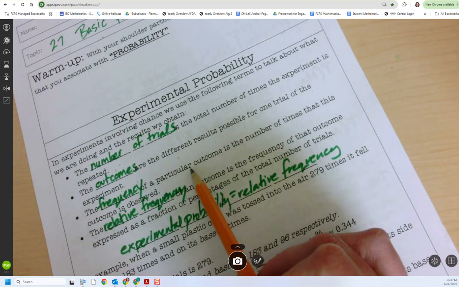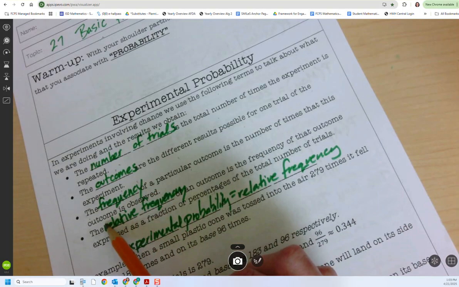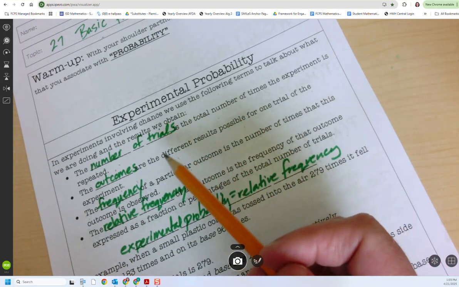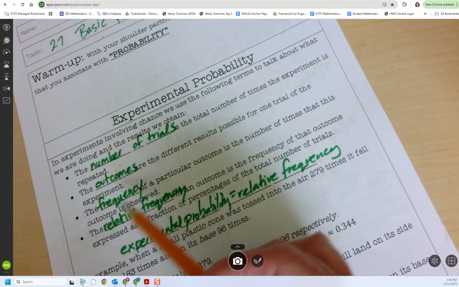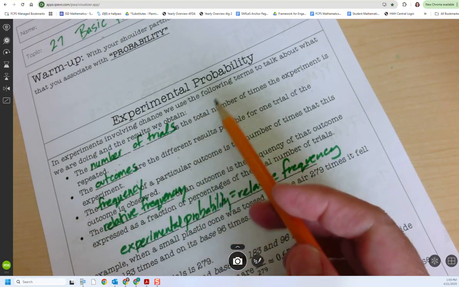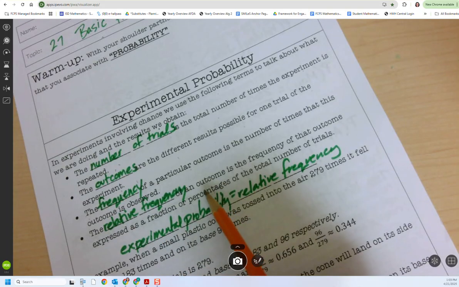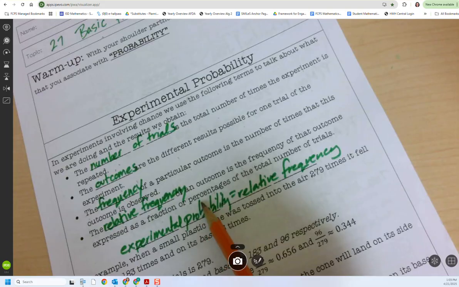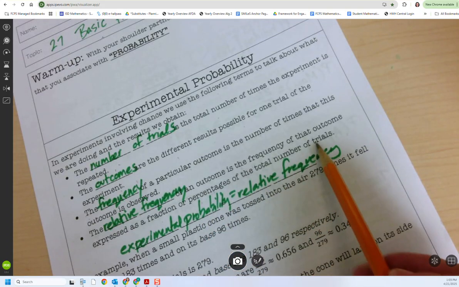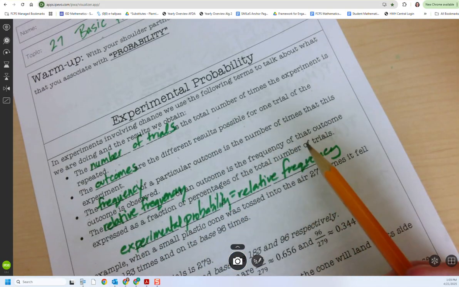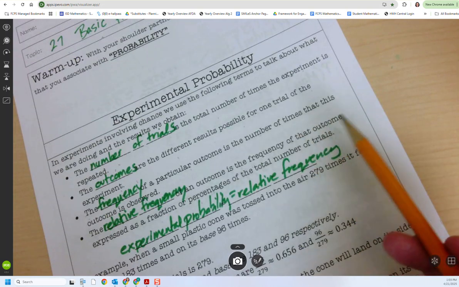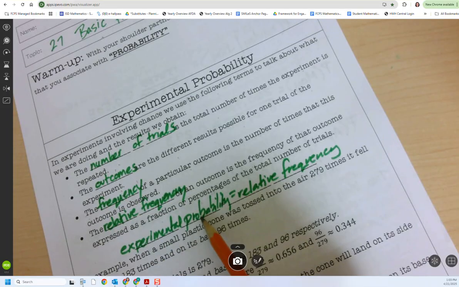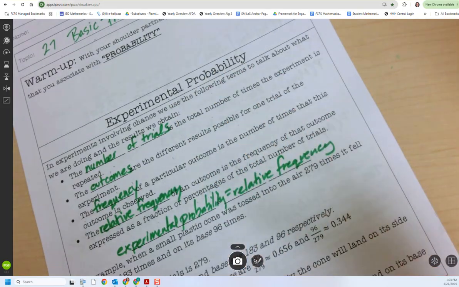The frequency of a particular outcome is the number of times that outcome is observed. So if I rolled the dice 5 times and I got the number 3 twice, then the frequency of the number 3 would be 2. The relative frequency of an outcome is the frequency of that outcome expressed as a fraction or percentage of the total number of trials. So if I got 2 3s out of 5 trials, then the relative frequency is 2/5. Relative frequency is also exactly the same as experimental probability. So there's that.